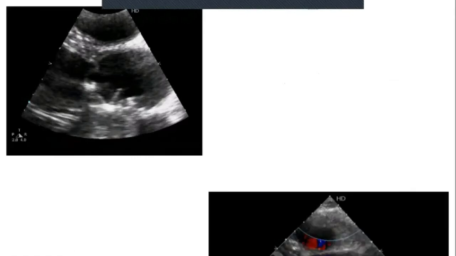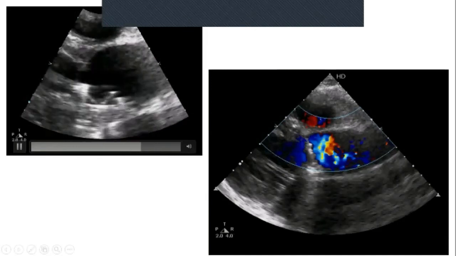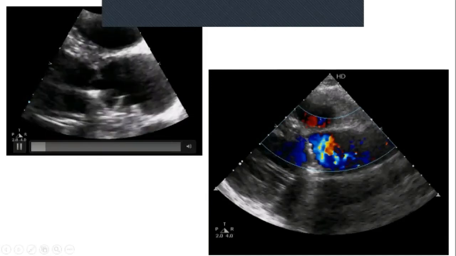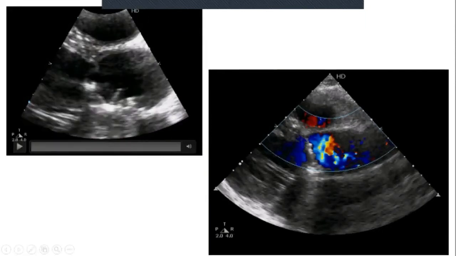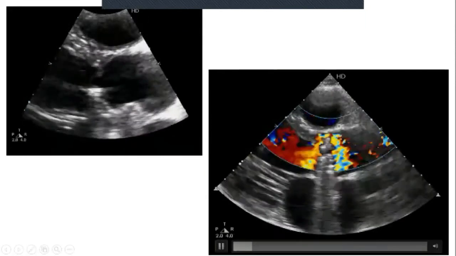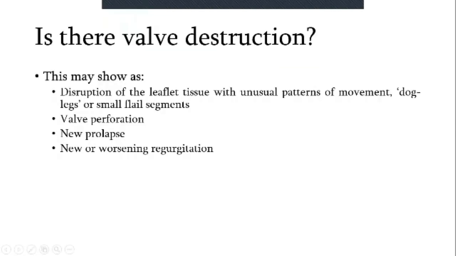Here we can see a prosthetic valve at the aortic position, and this prosthetic valve is moving freely, where there is just one thread attaching the valve to the site of implantation. And on color, we can see this severe paravalvular regurgitation.